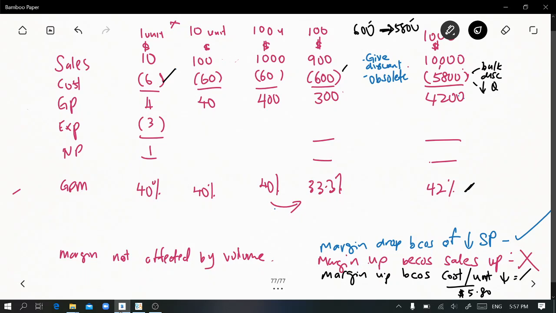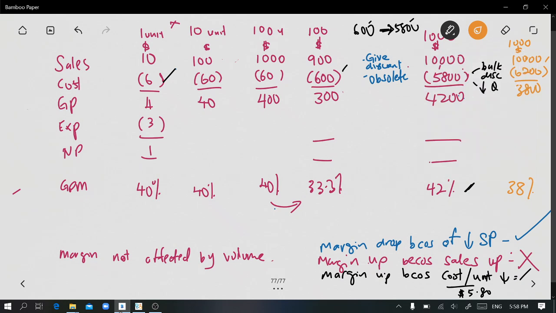Okay, now if your cost increases, here is an example: 1,000 units, selling price remains $10. Your cost instead of $6 is now $6.20 per unit. So it is 3,800. So 3,800 divided by 10,000 is 38%. Why did margin drop from 40 to 38? Because my cost per unit goes up. Okay, not because of OT. Inefficiency, higher material use, higher quality and more expensive material, a lot of wastage, therefore cost goes up, margin goes down.